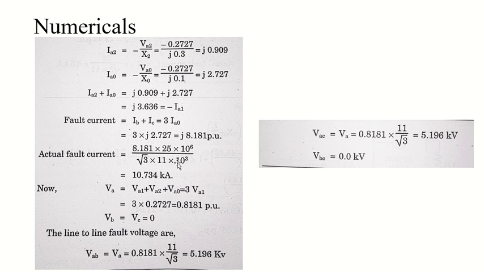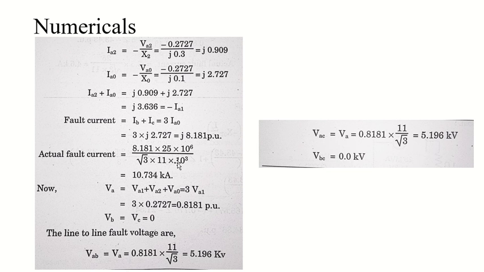Now for the voltages, VA, VB and VC, and after that VAB, VBC and VAC. VA is basically the sum of all three symmetrical components, and remember all three symmetrical components hold the same value, so you can simply take the same component 3 times, so 3 into VA1, and when you do so, you can find the value of VA, which will be 0.8181 per unit.